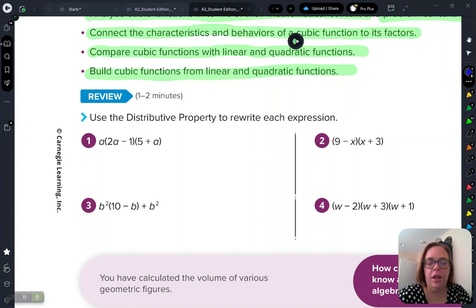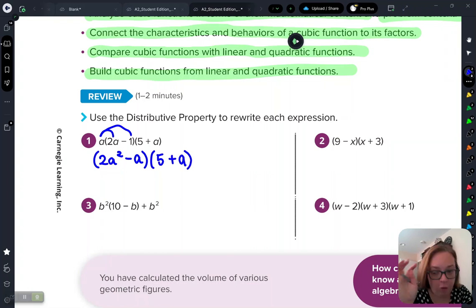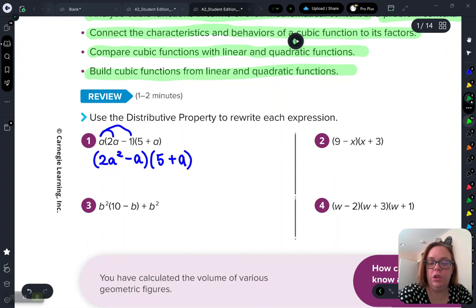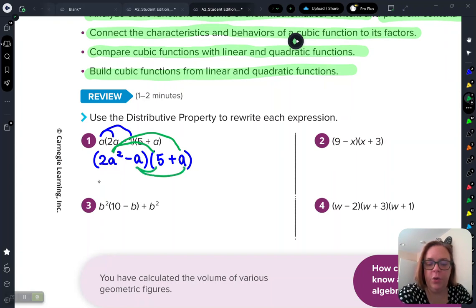I could choose any two to start to multiply. I could choose the first two or the last two. It's up to you. I'm going to go ahead and distribute an a to this first one, which gives me 2a squared minus a. Okay, and then I'm going to FOIL or use distribution to distribute the 2a squared, and then I'll distribute the negative a. So 2a squared times 5 is 10a squared.